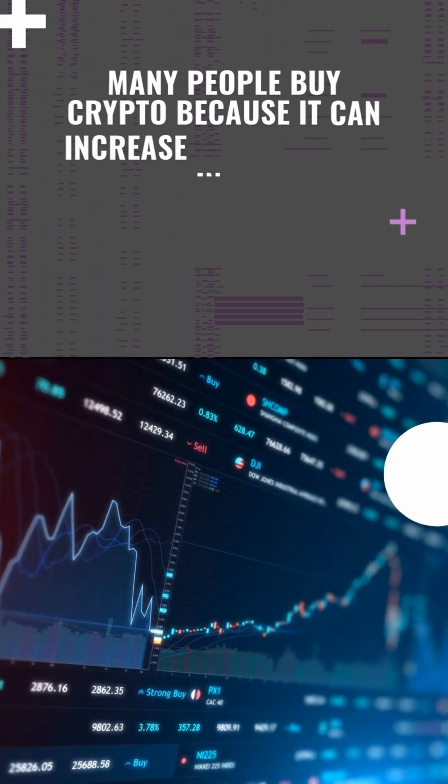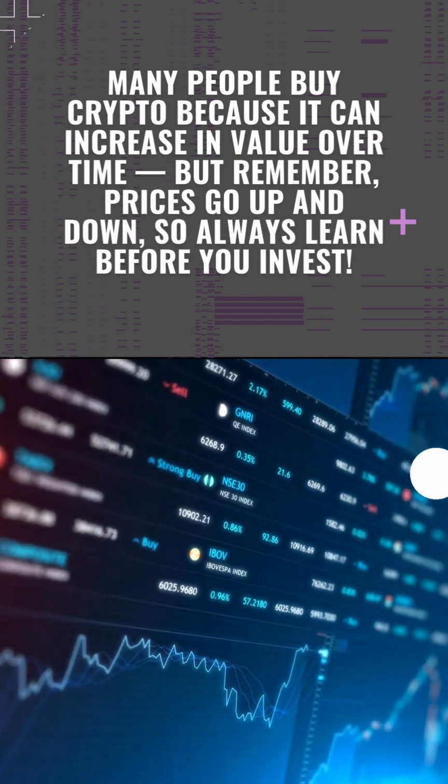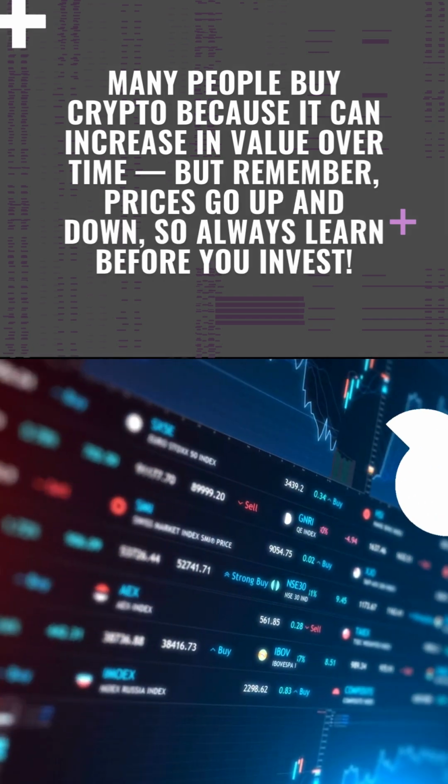Many people buy crypto because it can increase in value over time. But remember, prices go up and down, so always learn before you invest.